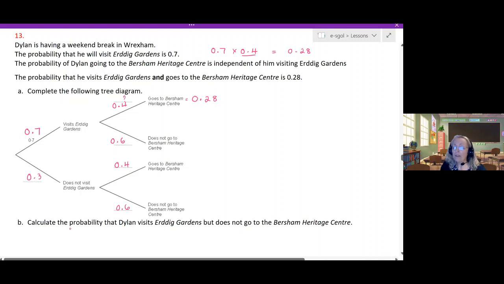Then it says, calculate the probability that Dylan visits Erddig Gardens but does not go to the Heritage Centre. So this time I'm going up here as he visits the gardens and then down here because he does not go to the Heritage Centre. So I am doing 0.7 multiplied by 0.6, and that is 7 6s are 42, so it's 0.42. That number is going to be less than 1 because total probability adds up to 1, so that number couldn't be larger than 1. Let's have a look at the next question we have here then.